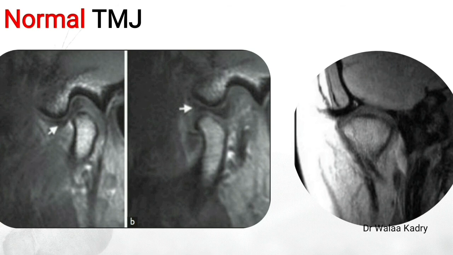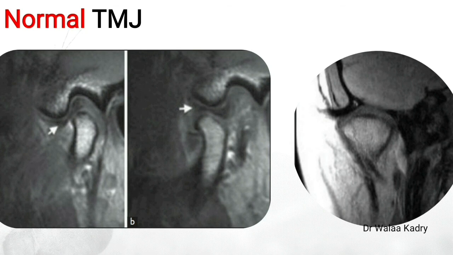In the closed view, the disc is in normal position, and in the open position there is normal recapturing of the condyle and normal translation of the condyle in the forward movement. Here in the open view, we check reduction of the disc and normal translation of the condyle along the eminence.